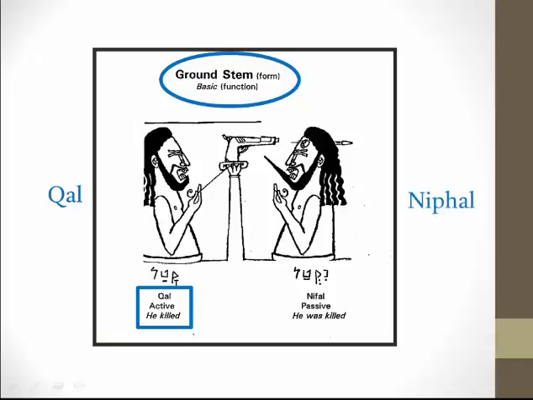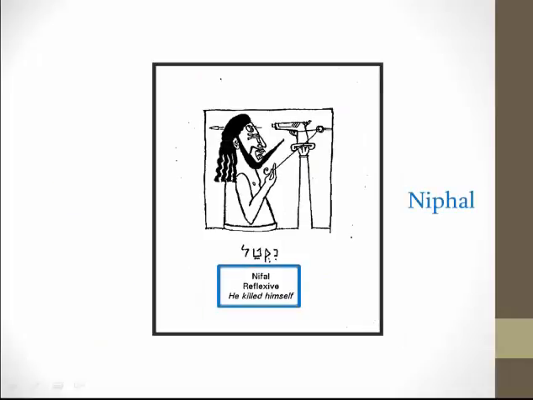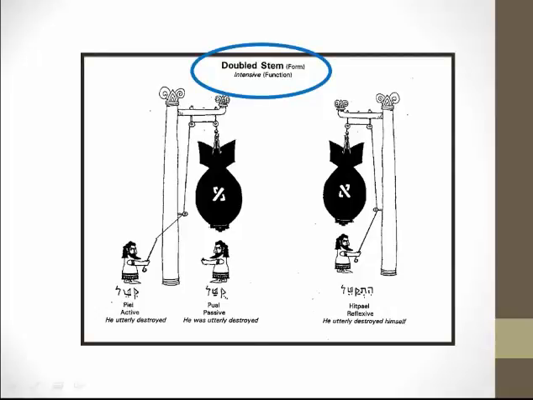Related to the Qal is the Niphal. And typically the Niphal is the passive of the Qal. Niqtal, Niphal perfect, third person masculine singular, he was killed. Now the Niphal can also be a reflexive. He killed himself.